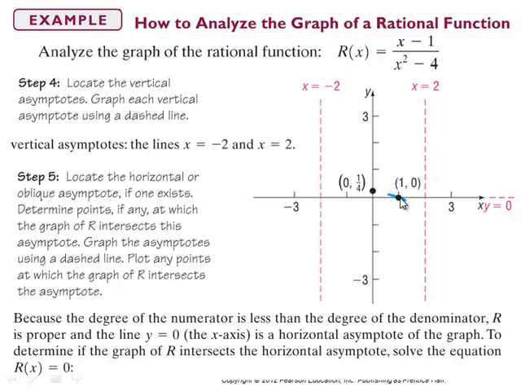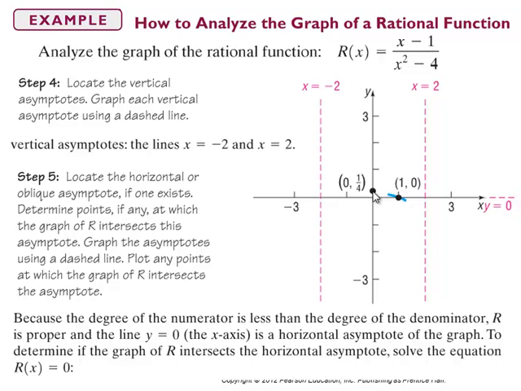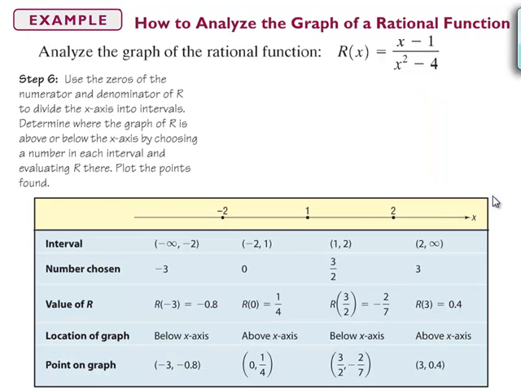We've got our x-intercept with our little line segment there. We've got our y-intercept there. Our next step then is to divide the x-axis into, I would say, maybe 4 different intervals, from -infinity to -2, from -2 to 1, from 1 to 2, and from 2 to infinity, and see where the graph is, above or below the x-axis.